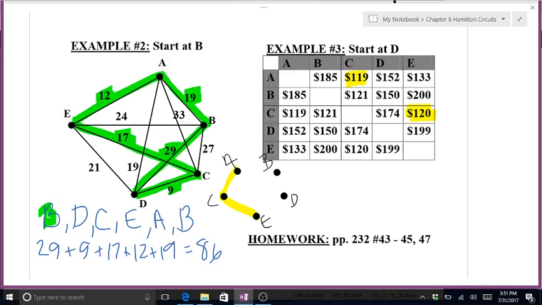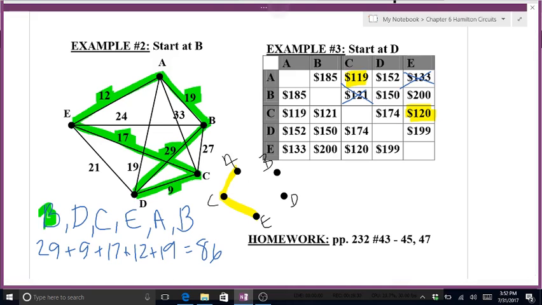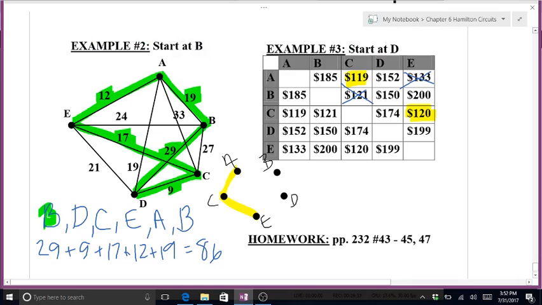Our next smallest number is 121. But look what that connects. 121 connects C and B. If I draw a line from C, that gives me 3 lines coming out of C. So 121 is actually going to be a no-no. We can't use that number. Okay. Our next smallest number is 133 that connects A and E. If I connect A and E, what does that do? That'll close off a circuit. So that one is also a no-no. Okay. That's the problem with this method. This method has so many no-nos that it can cause complications unless you're really paying attention.